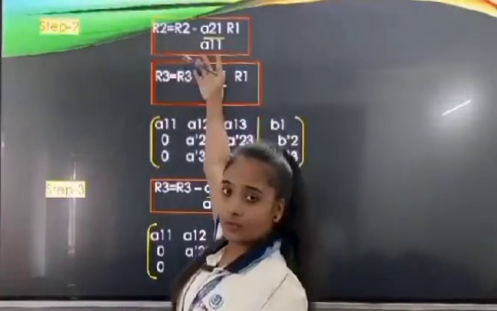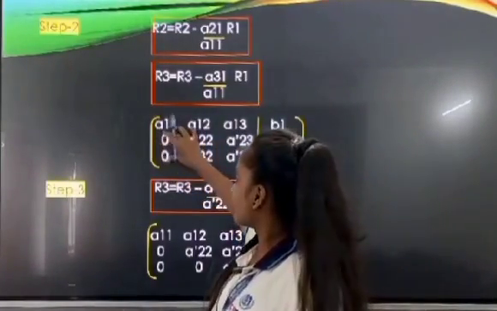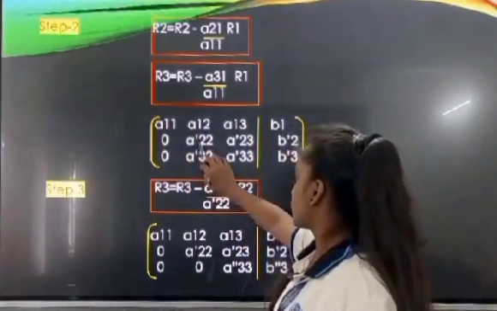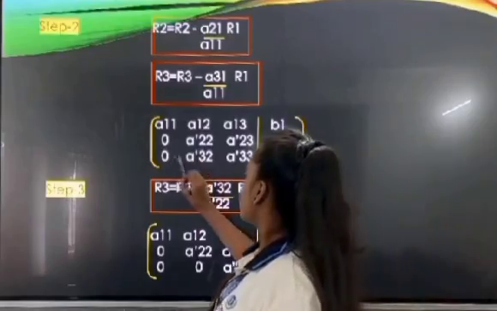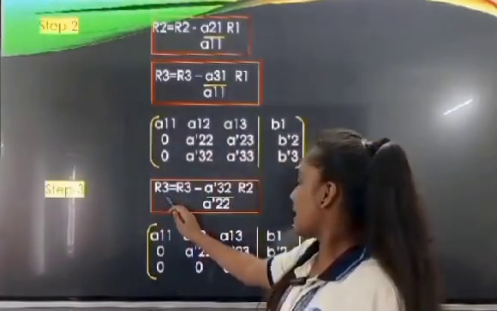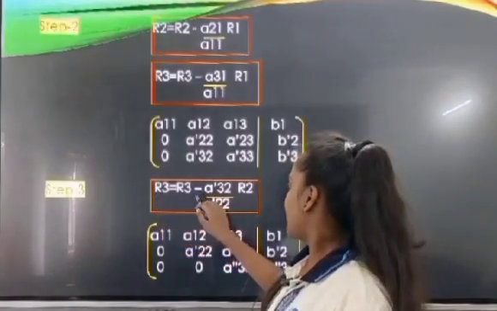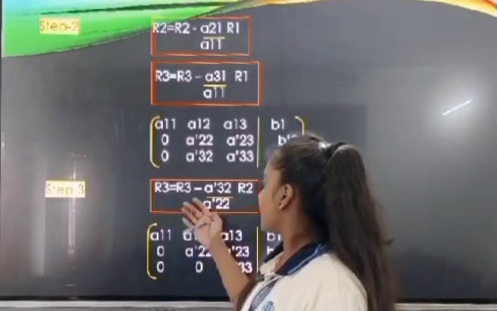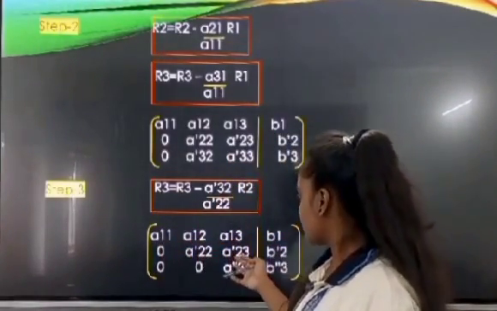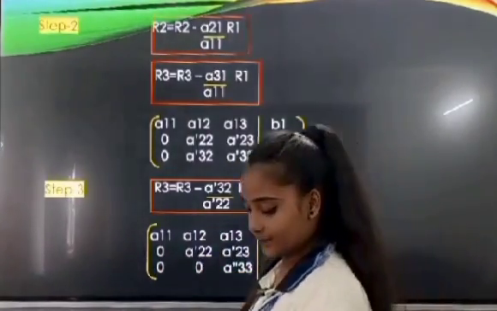By using both formulas, we get a11, a12, a13 and b1, and here we get the zeros, and by using this formula we change the whole row. That's why we get 0, a dash 22, a dash 23 and b dash 2, and the third row is 0, a dash 32, a dash 33 and b dash 3. Now step 3 is, for making a dash 32 zero, r3 tends to r3 minus a dash 32 upon a dash 22 times r2. By using this formula we get a11, a12, a13, b1, and 0, a dash 22, a dash 23, b dash 2, and 0, 0, a double dash 33 and b double dash 3.